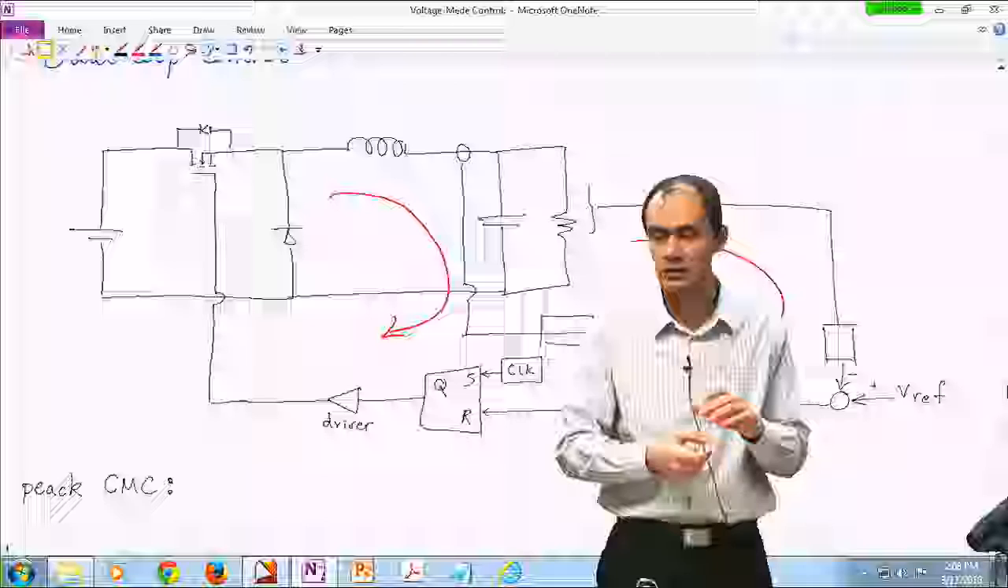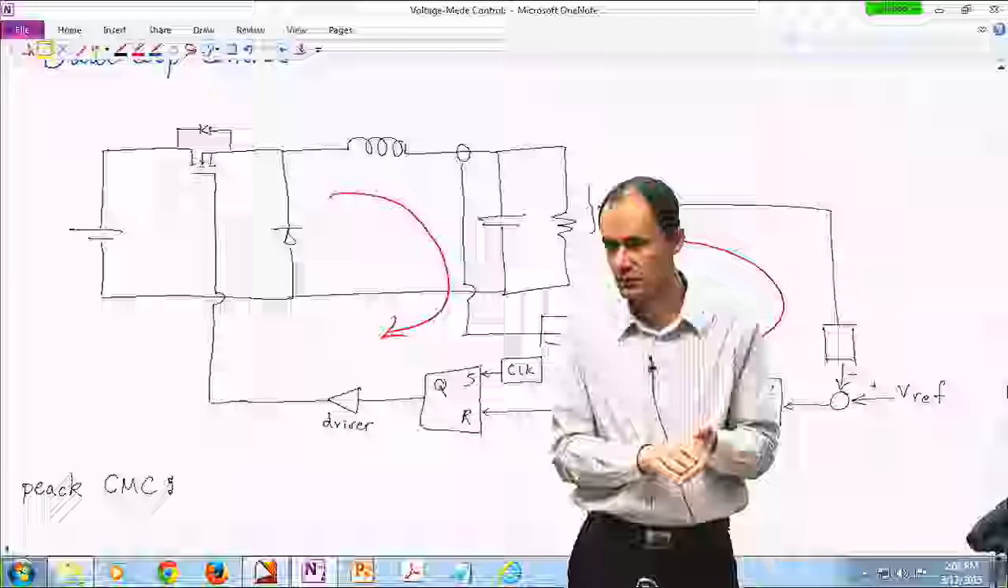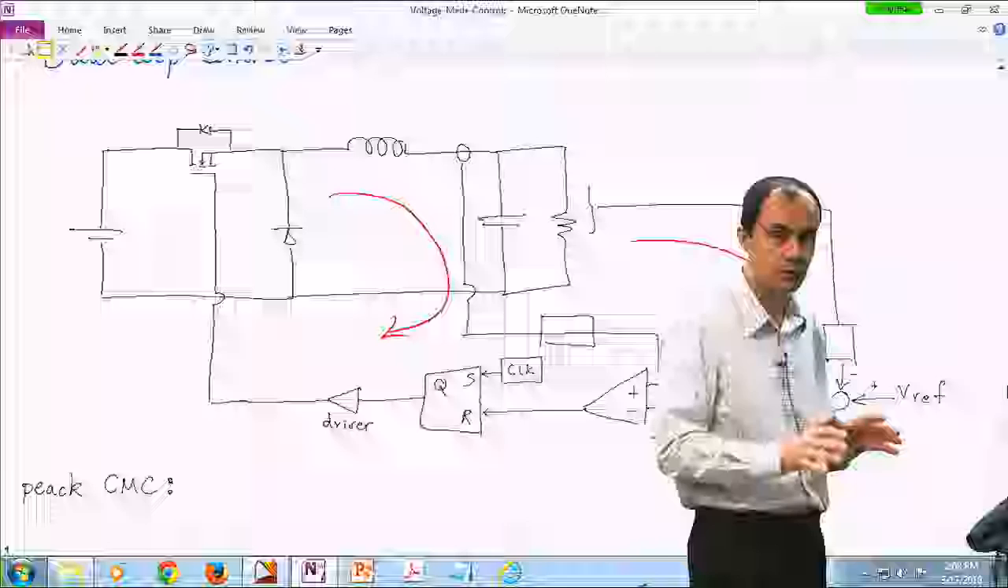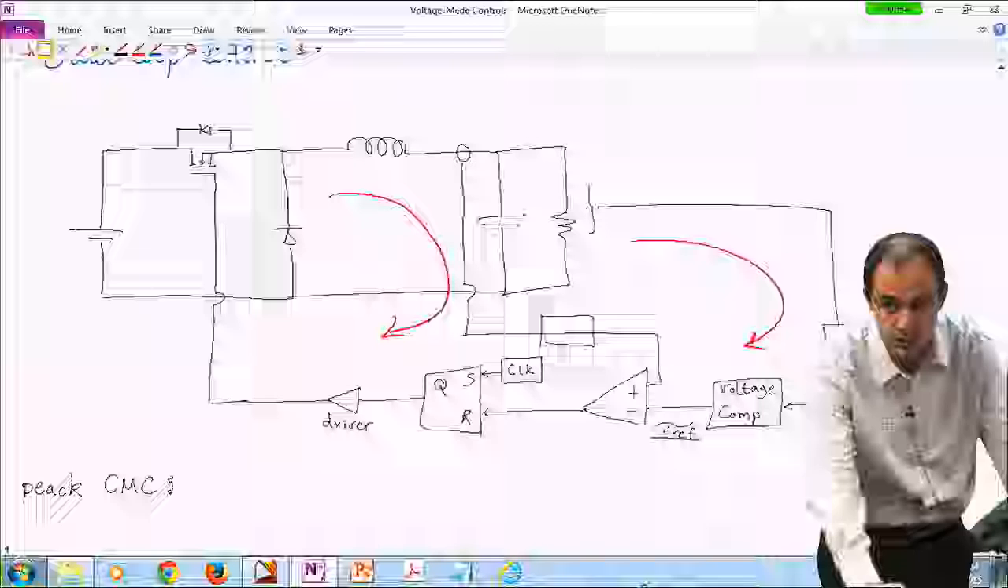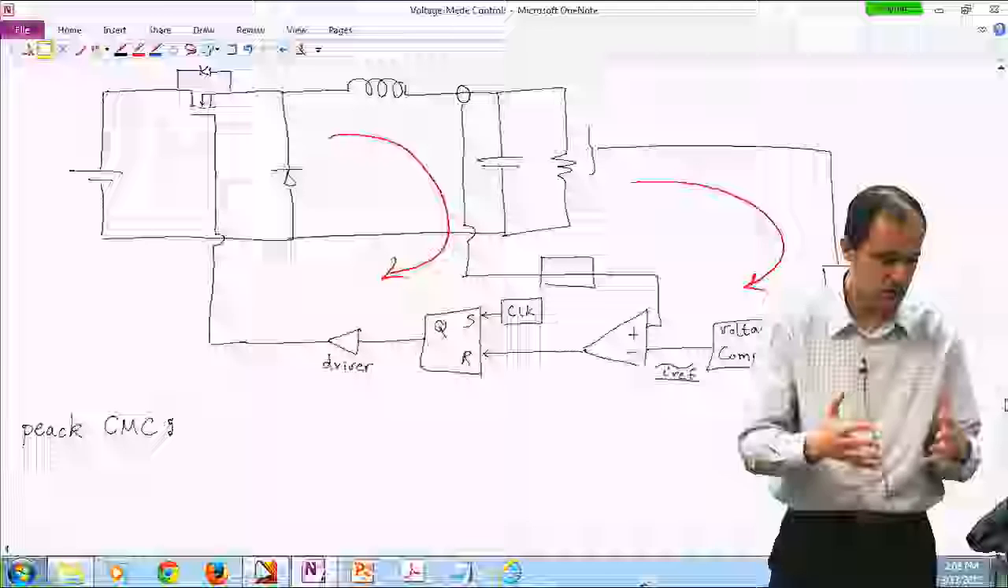Basically, you have more information about the system, because not only do you have the state of the capacitor voltage, you also have the state of the inductor current. But we're going to see what I mean by faster. It's not like a million times faster. It's a little bit faster. Okay, other questions?